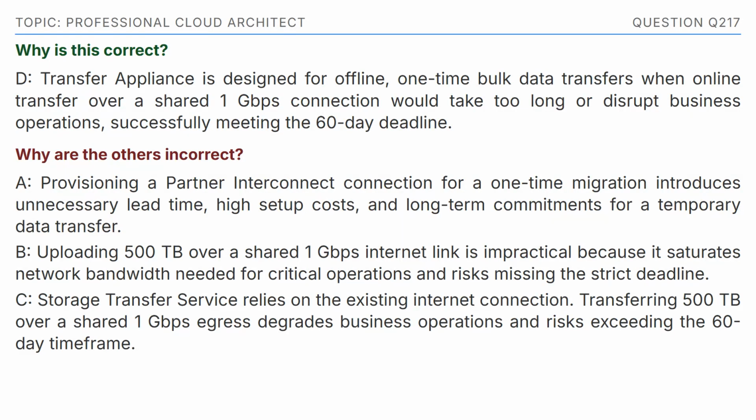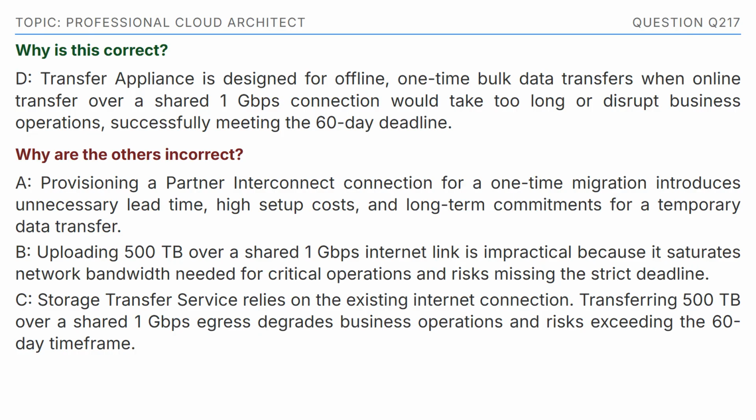Why is this correct? D. Transfer Appliance is designed for offline, one-time bulk data transfers when online transfer over a shared 1 gigabit per second connection would take too long or disrupt business operations, successfully meeting the 60-day deadline.